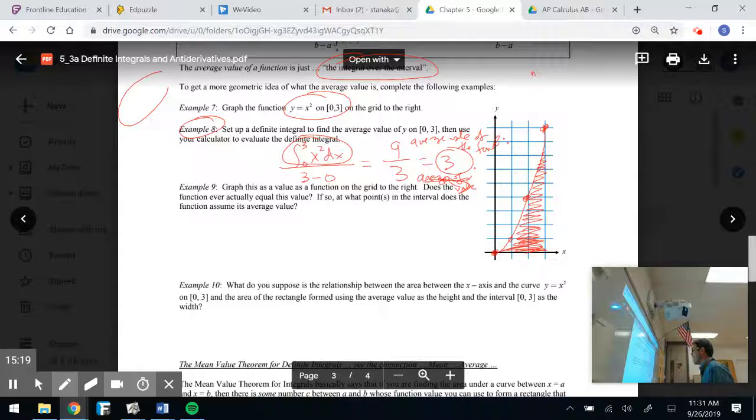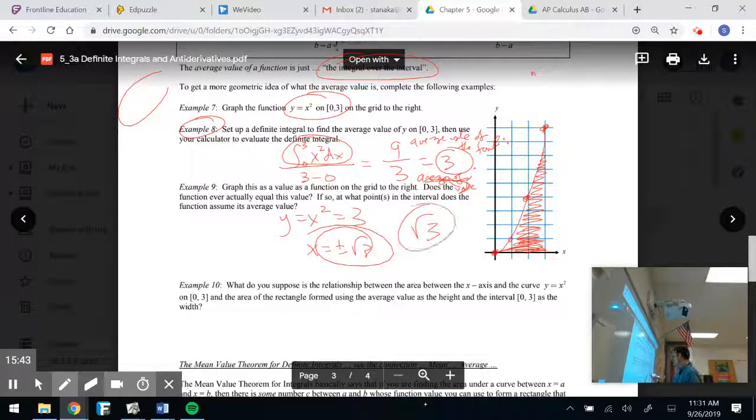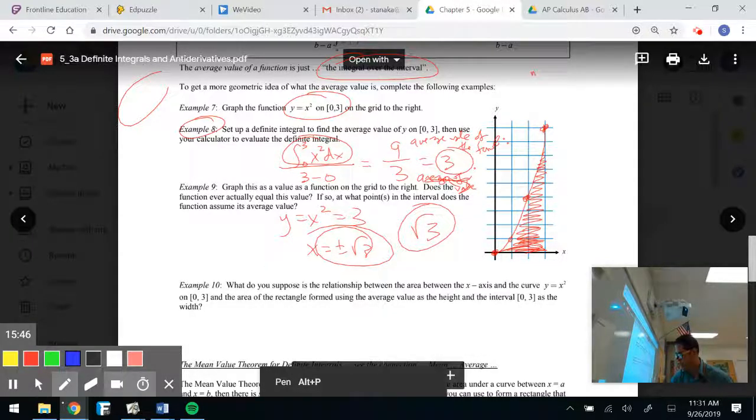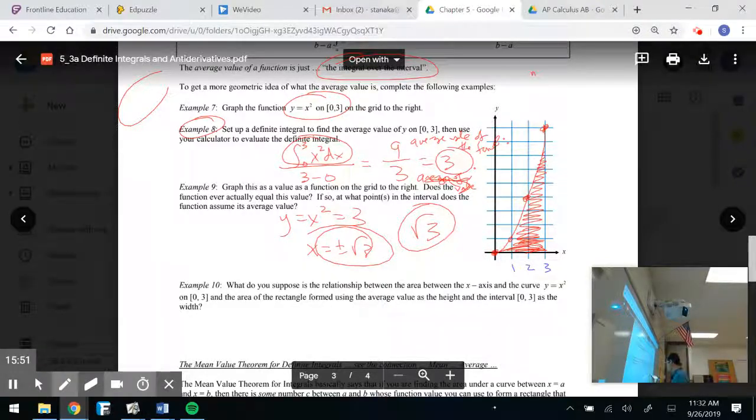It says graph this value as a function on the grid. We did that. Does the function ever equal the value? Well, the value was 3. Does it? It does, in 2 spots: plus or minus the square root of 3. If so, at what point in the interval does the function assume it? Well, from 0 to 3, it would be the square root of 3. Where is the square root of 3? That's 1, 2, 3. Square root of 3 is about 1.7, so we'll go a little bit past 1, and I'm going to go up to the curve. It does hit that value.